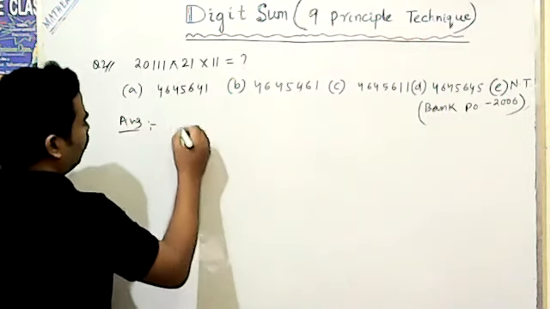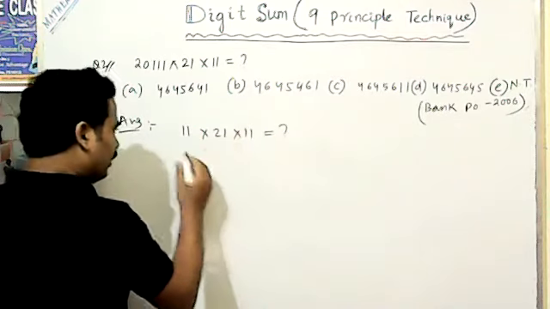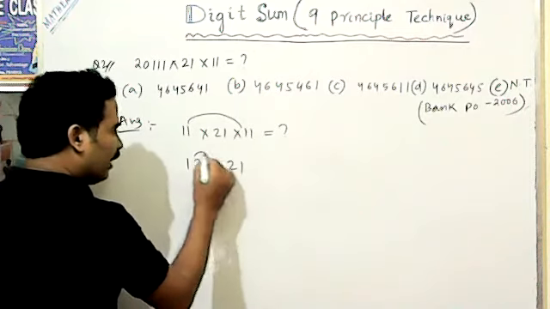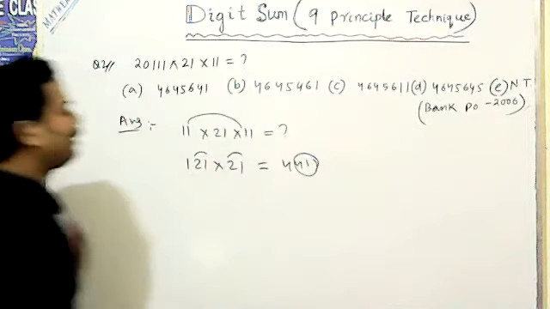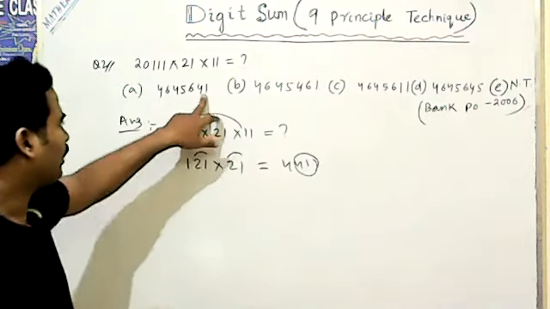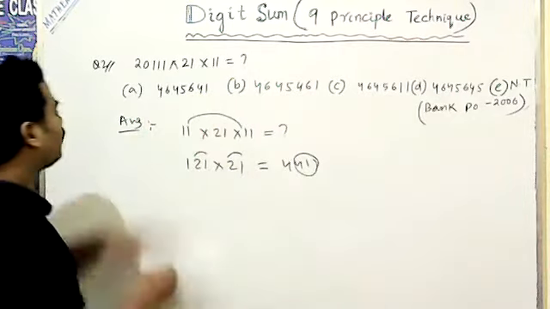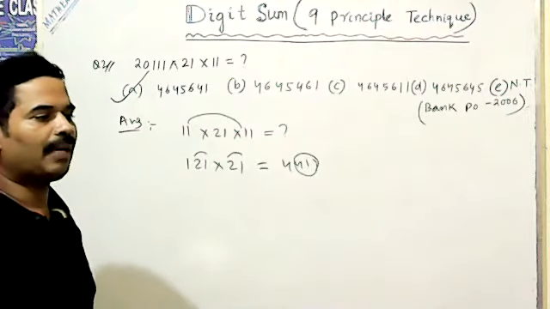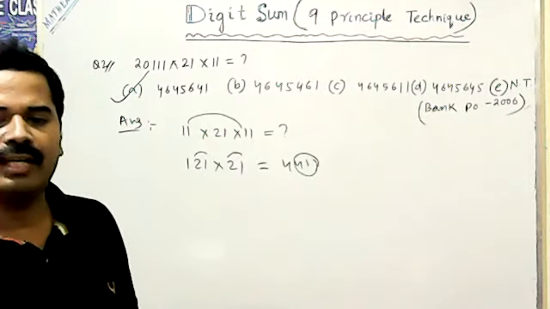Last two digit method means 11 into 21 into 11 is equal to what? This multiplication is 121 into 21. Then the last two digits, that is 441. That means 41 is the last two digits. Which option is 41? The first option is 41. So that's why the first option is correct.